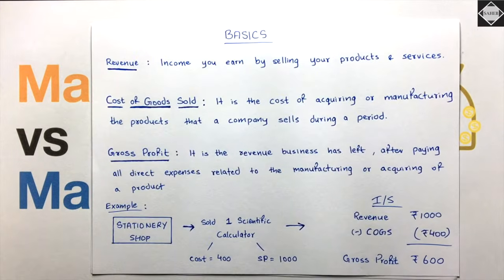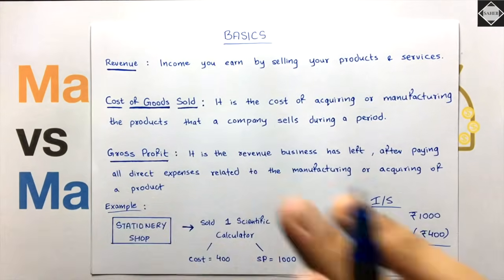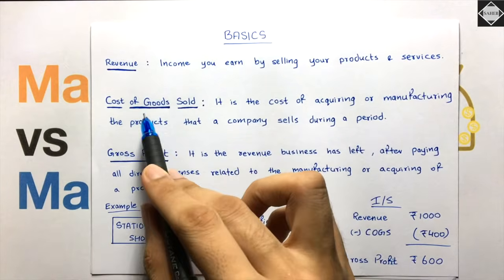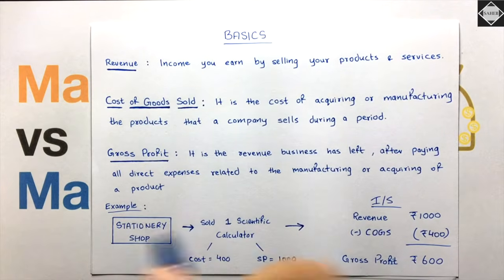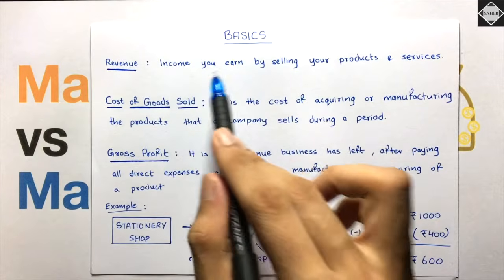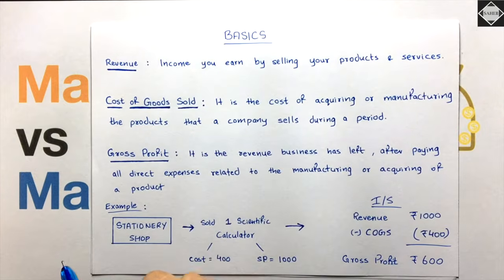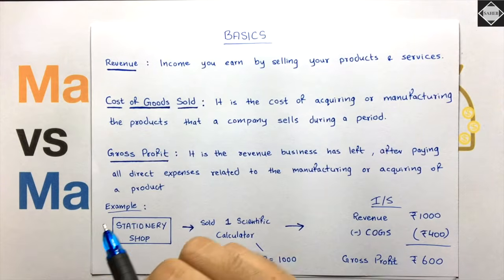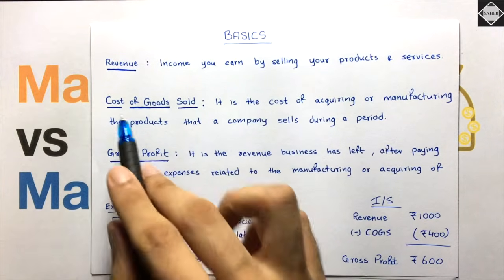Now, before getting into the concept of markup and margin, let's just understand these three things of the income statement: revenue, cost of goods sold, and gross profit. It's very simple. See here, revenue is the income you earn by selling your products and services, the main inflow that the business has. Okay, that's revenue. And then what is cost of goods sold?